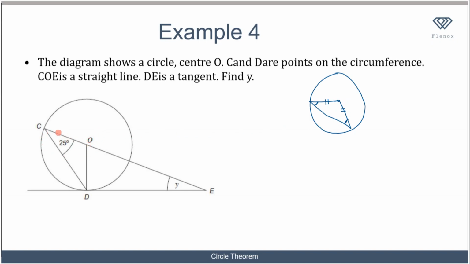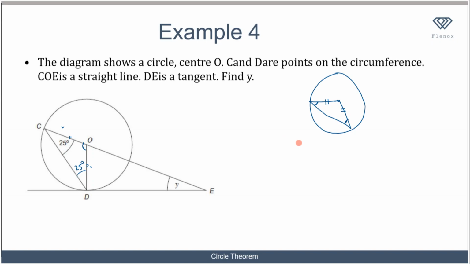Here we have OC. OC is a radius and OD is also a radius. So now we have these two lines being equal to each other. So what does that tell us of the angle? It means that the angle here must be equal to the angle over here. So if here is 25 degrees, here also must be equal to 25 degrees. Now that I've gotten here is equal to 25 degrees, we can find the angle that is over here, because this is the triangle.